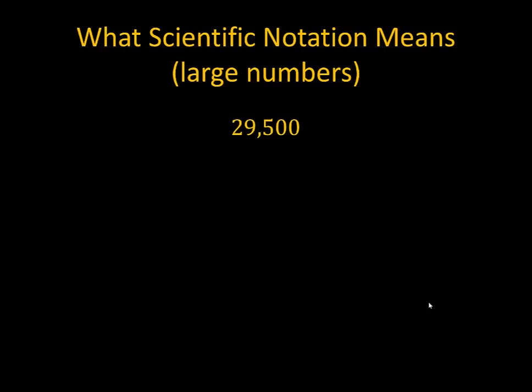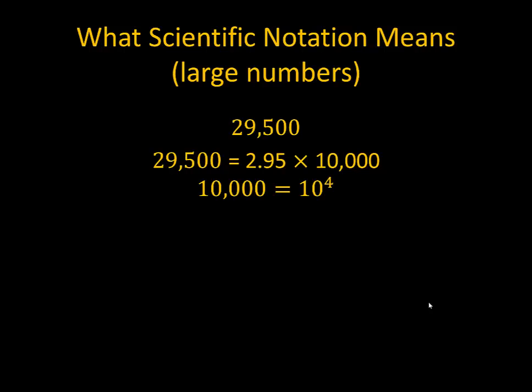Take a look at the number 29,500. We can write this number as a product of 2.95 and 10,000. 2.95 is the number between 1 and 10, and 10,000 happens to be a power of 10. It happens to be 10 to the 4th. So I can replace that 10,000 there with 10 to the 4th, and I'll have a number in scientific notation. So there we have it.